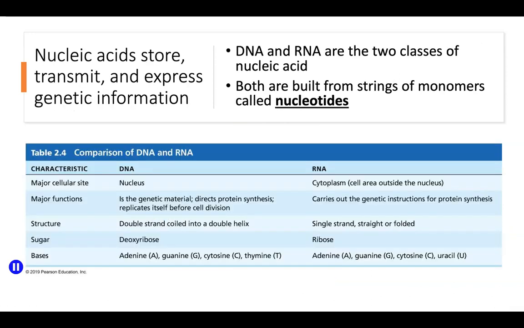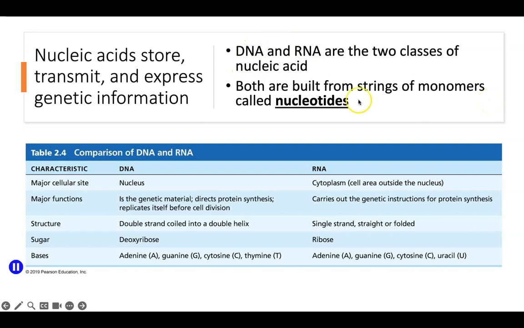All right, and so now we get to the third of 3 types of macromolecule, and that's a nucleic acid. So nucleic acids are responsible for storage, transmission, and expression of genetic information. And there are 2 classes of nucleic acid. We have DNA and RNA. Both of these are built from monomers that are called nucleotides. So you'll notice we've had monosaccharides for carbohydrates, we've had amino acids for proteins, and now nucleotides are the monomer that is used to build nucleic acids.